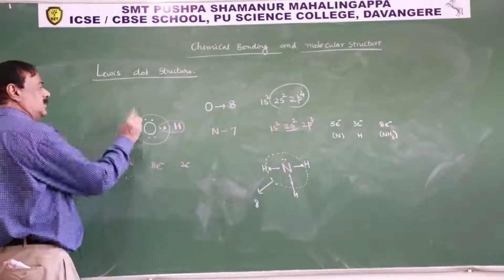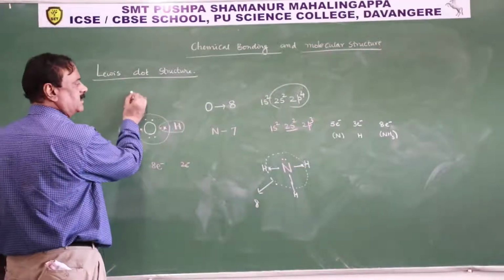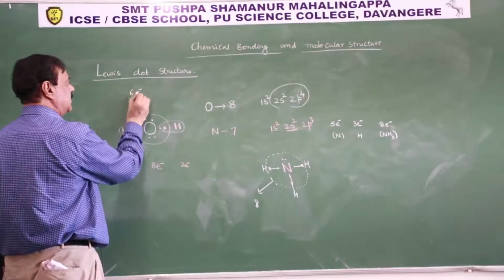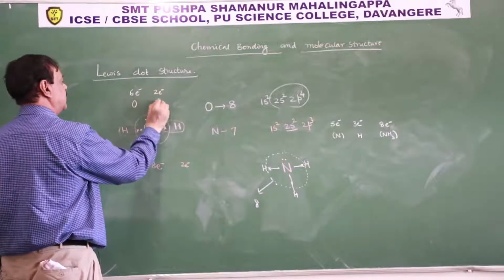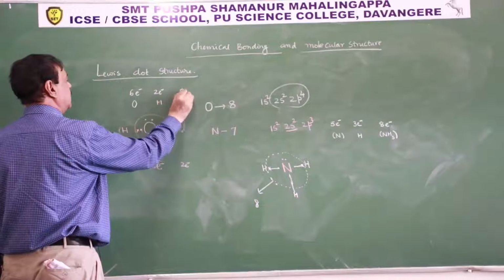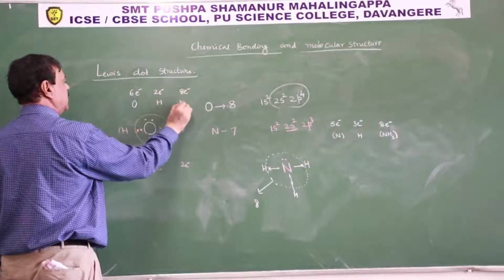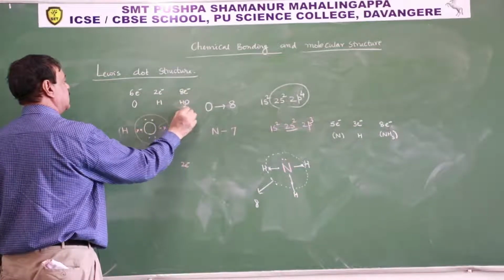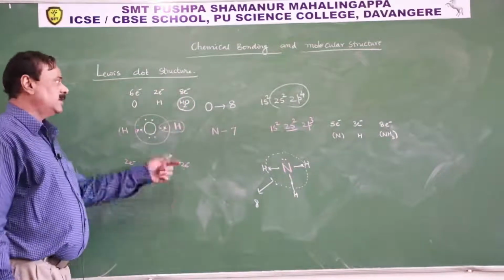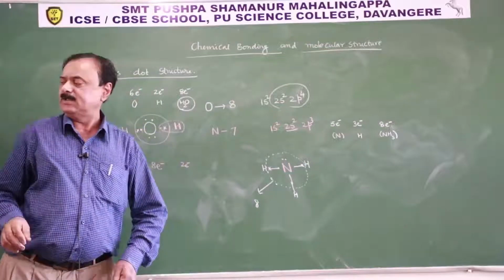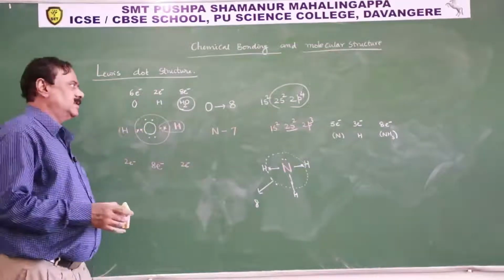Here also, 6 electrons on oxygen and 2 electrons from hydrogen, total 8 electrons in water. This is the higher energy level. Inner atomic orbital electrons are also there, but these are higher energy level electrons.